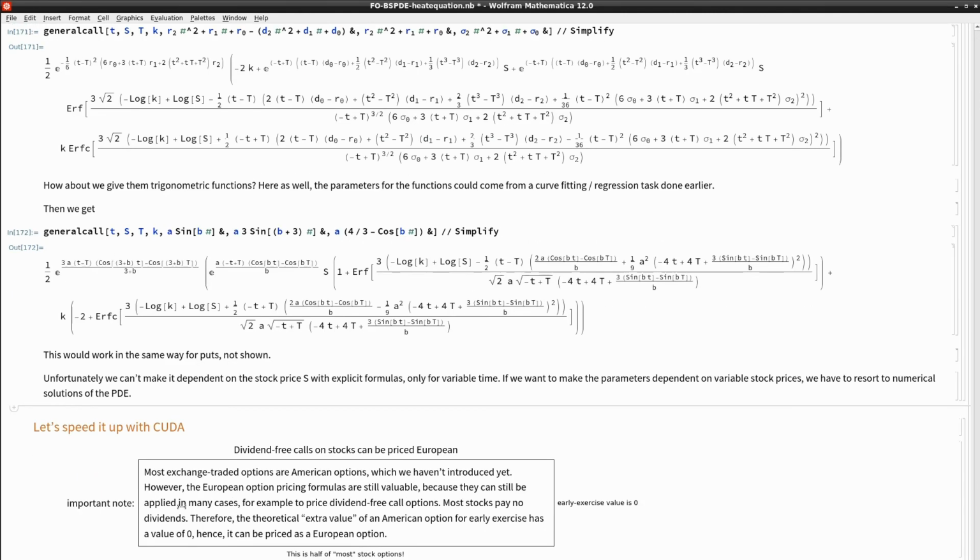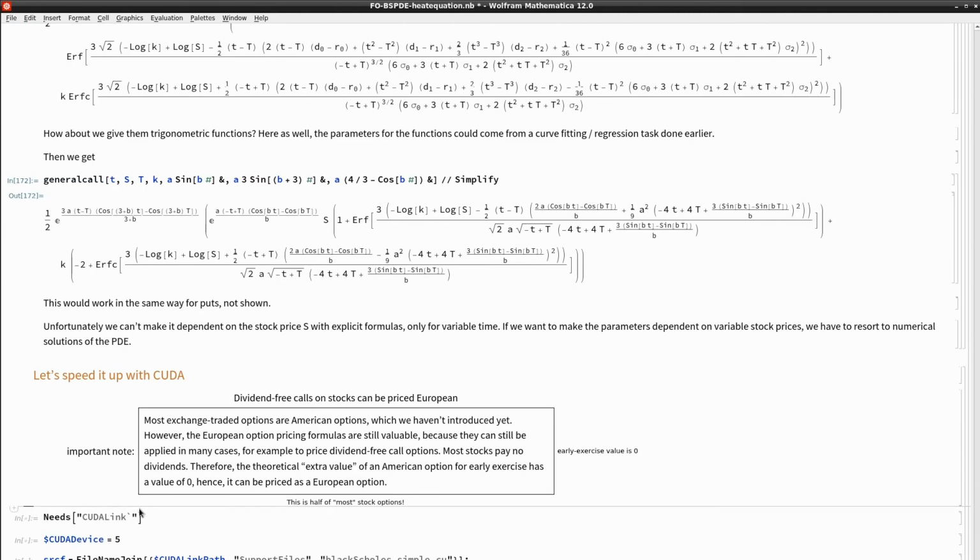Okay, next I want to show you that we can speed things up massively with CUDA. So I first need to make a point about the shortcomings of the European options. I've emphasized it before, we're dealing with European options here, not American options. And most exchange traded options are American options, which we haven't dealt with yet. And for the American options, we really have to resort to algorithms. There are no simple formulas available as these formulas we're looking at here.